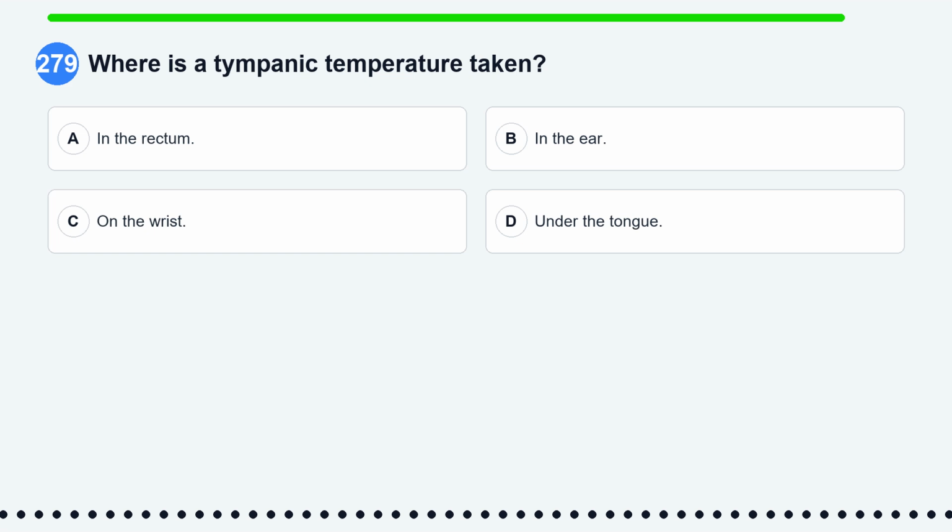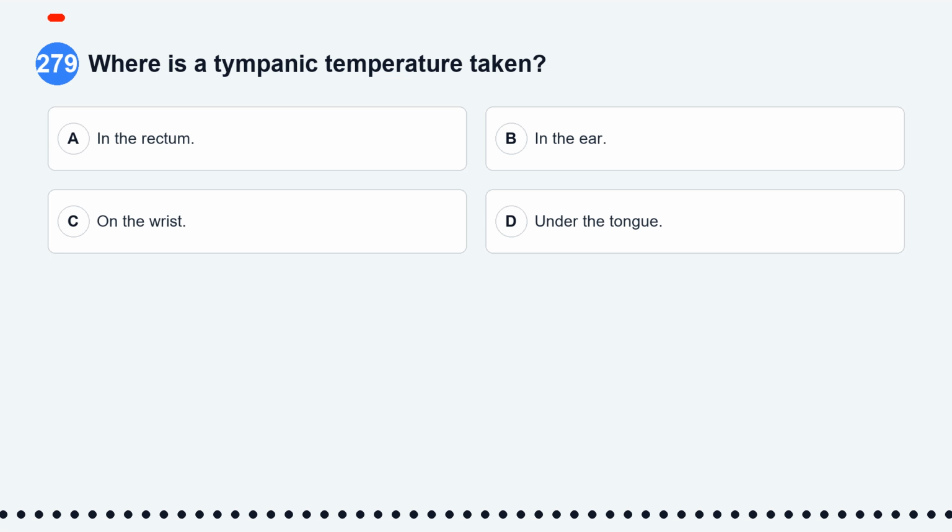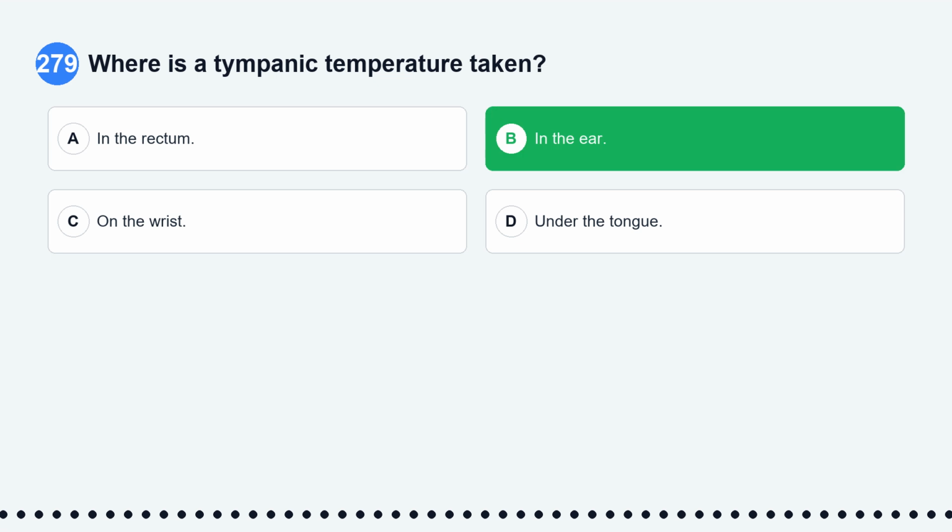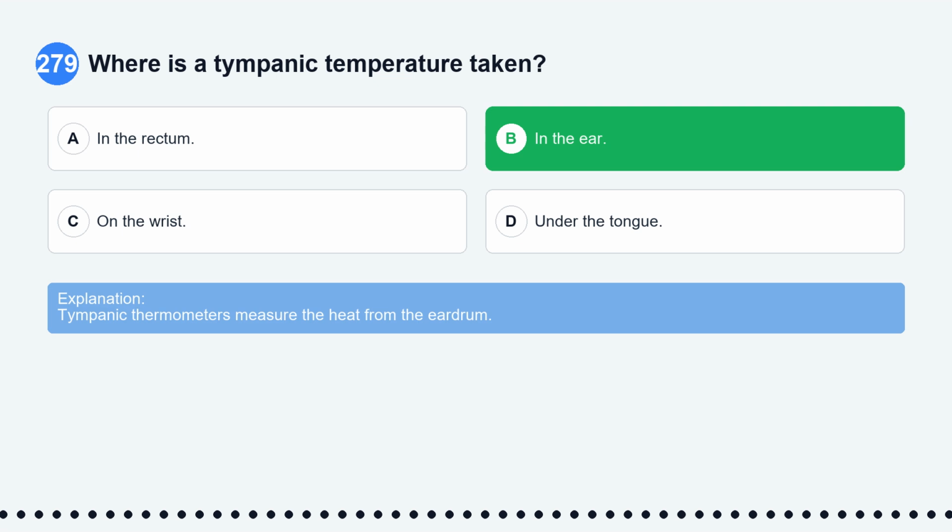Question 279. Where is a tympanic temperature taken? Option A, in the rectum. Option B, in the ear. Option C, on the wrist. Option D, under the tongue. The correct answer is option B, in the ear. Tympanic thermometers measure the heat from the eardrum.